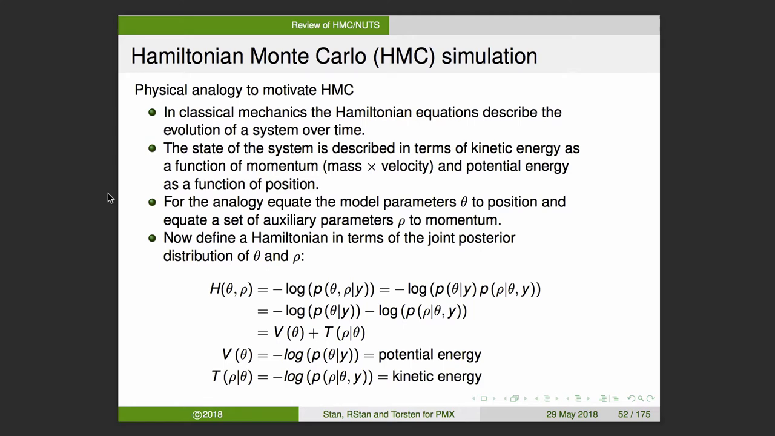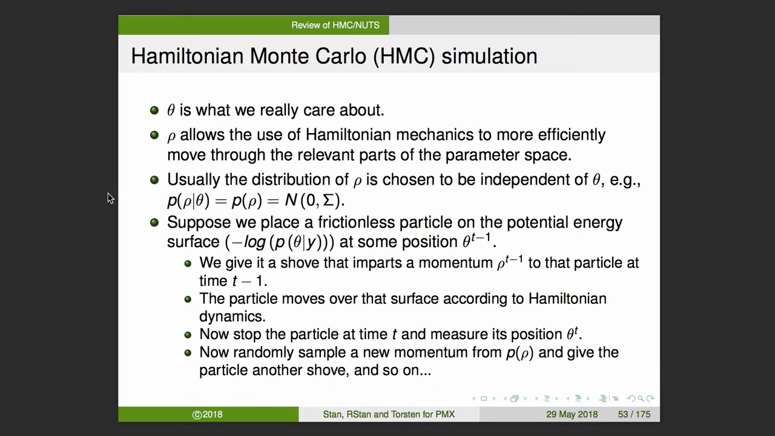So it's like, why introduce an extra bit of complication? We've actually made our dimensionality even bigger, but there is some value here. First of all, theta is what we care about. That's the thing we want the posterior for. But rho allows us to use Hamiltonian mechanics to more efficiently move through the relevant parts of our parameter space. In effect, it's going to provide us with information about what's the right direction to move in order to move into areas of higher probability density.